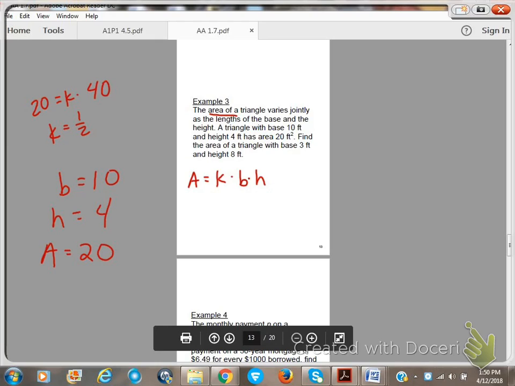Lacey, what'd you get K to equal? Agreed. All right, now Cody, that we've got this K value, what do we do with it? What do you do? Original? There you go. So A equals 1/2 times the base times the height.